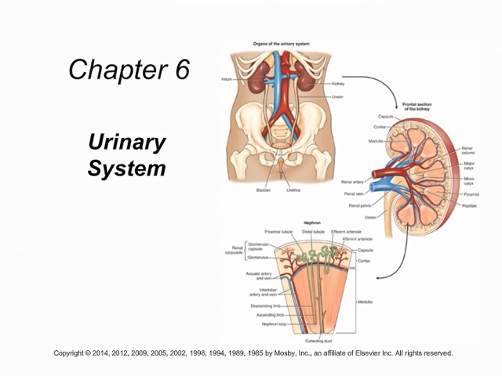So now we're going to begin Chapter 6, the urinary system. It's the first chapter in this next unit. It's going to include chapters 6 through 9.